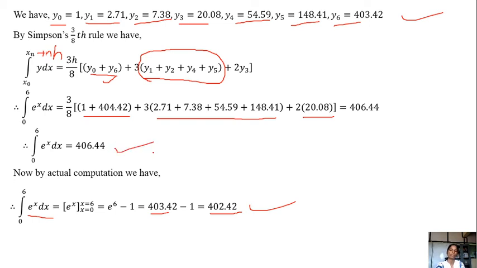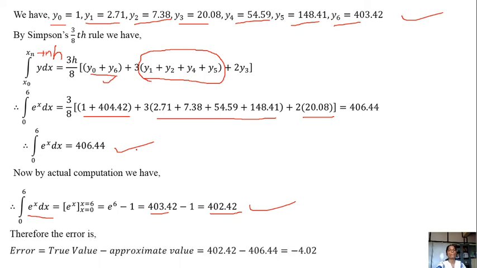So what will be the error? This is the exact value and this is the approximate value. So the error must be the true value minus the approximate value, and it must be the absolute value. So the error is 402.44 minus 404.44, the absolute value of true value minus approximate value, and that is nothing but 4.02. So this is the error we get in Simpson's 1/3 rule compared to the actual calculation.